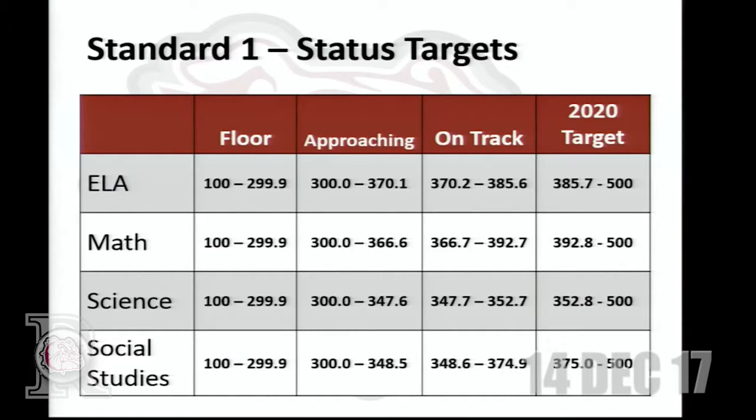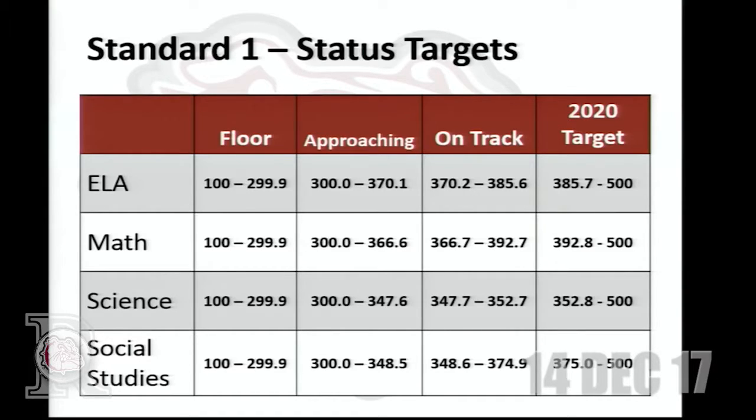And these are the different ranges of performance. The highest range of performance is the 2020 target. So if we would score that MAP Performance Index, that means that we're scoring at a level top 10 in the nation. On track, approaching, and floor are just little steps down toward getting to that 2020 target. These targets go up every year, so the on track for this year is higher than the on track was for last year because this was all building toward 2020, originally how this was built.